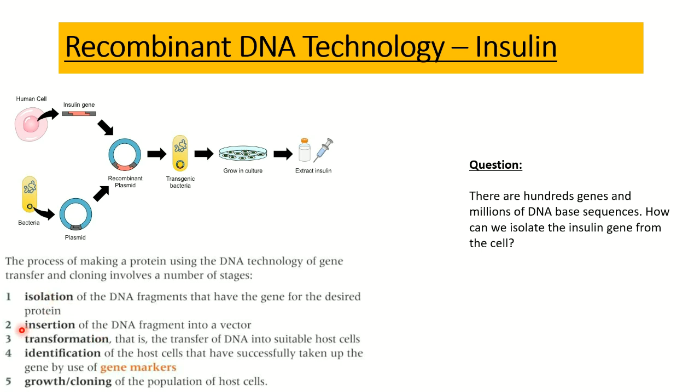So we've done isolation, and we've done insertion. Insertion used the vector here, this is our plasmid vector, and then we've done transformation. Number 4, we're going to skip for now, but later on we'll go over it: identification. Number 5 is that these bacteria grow and multiply, and as they multiply, they are making insulin. Why are they making insulin? Because they have the insulin gene. Bacteria can make proteins because they contain ribosomes. They do transcription and translation. Why do we choose bacteria? Because they multiply very fast.